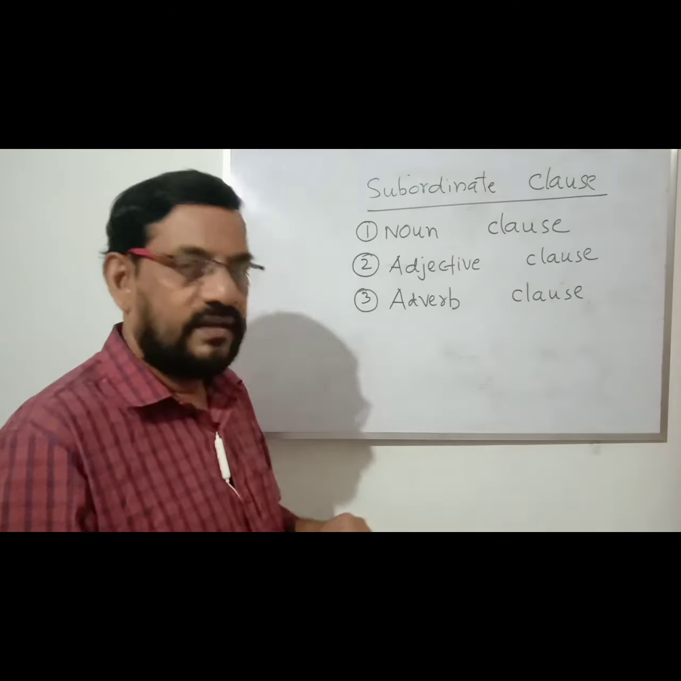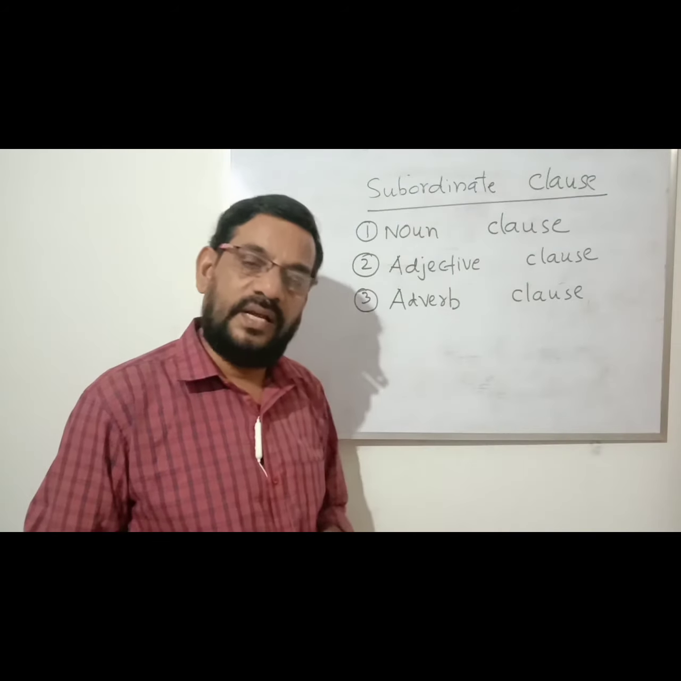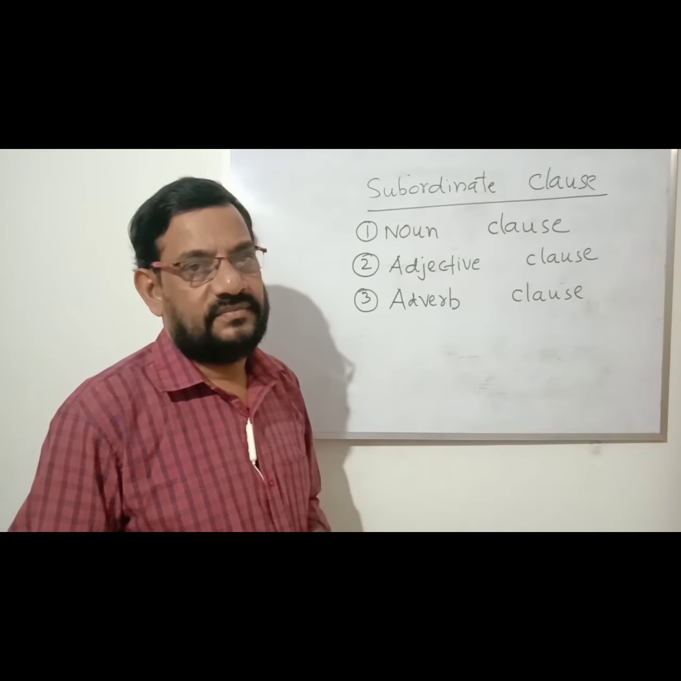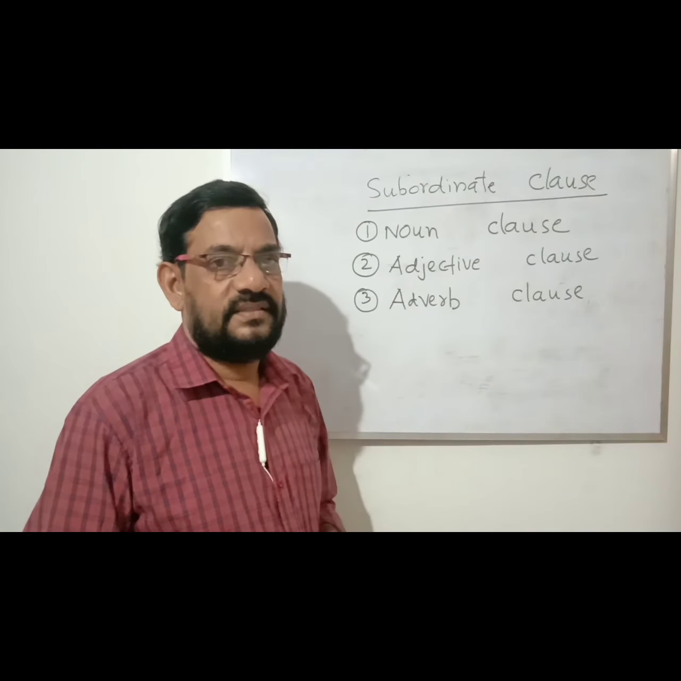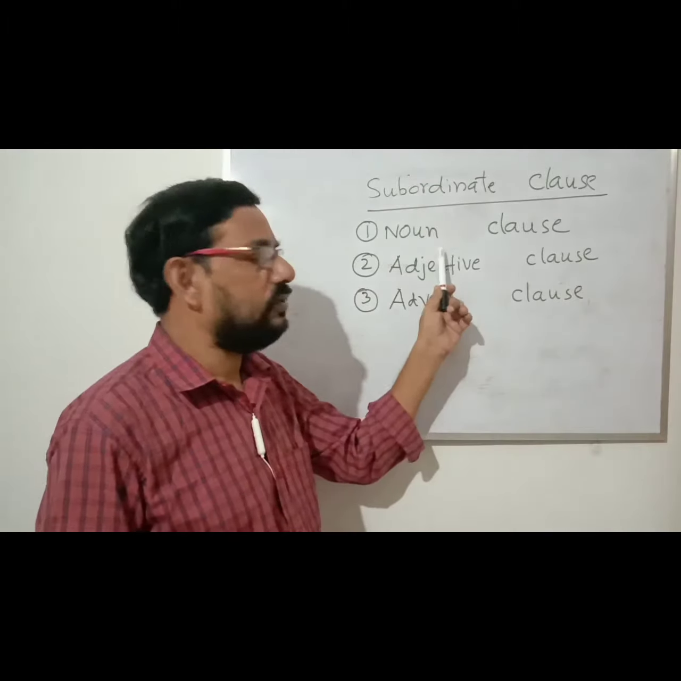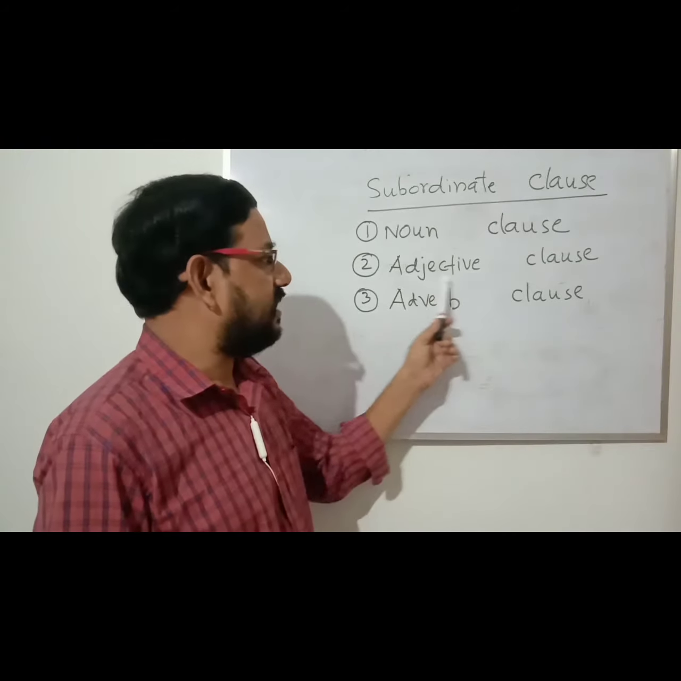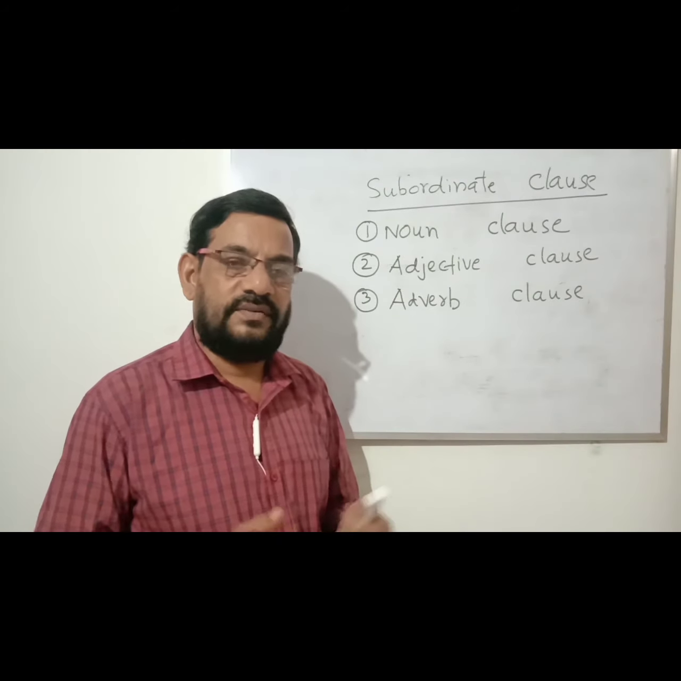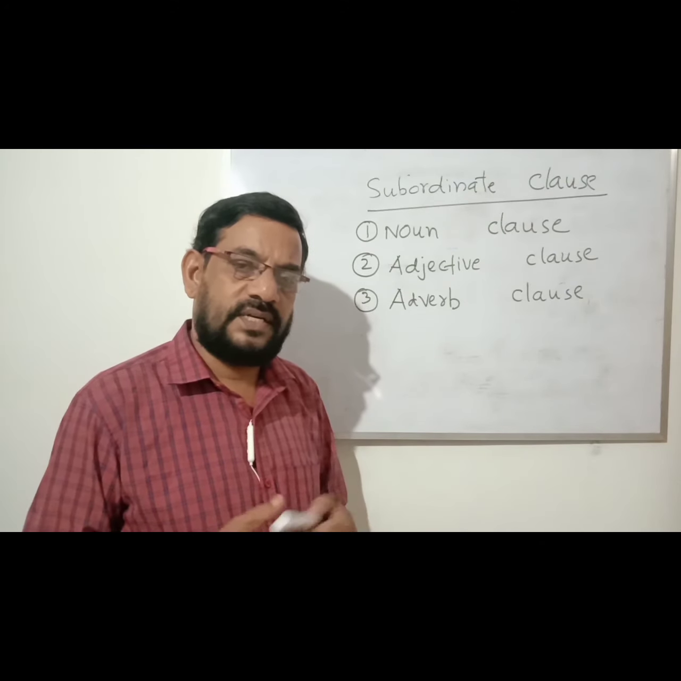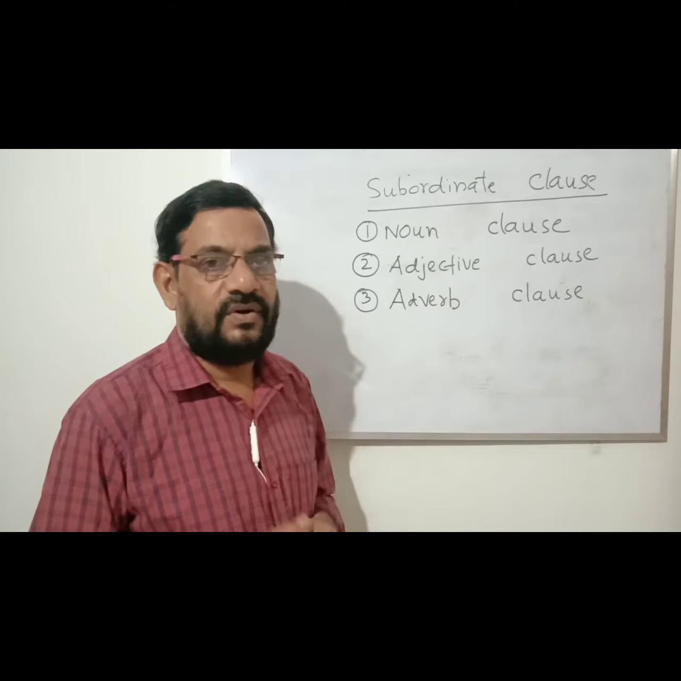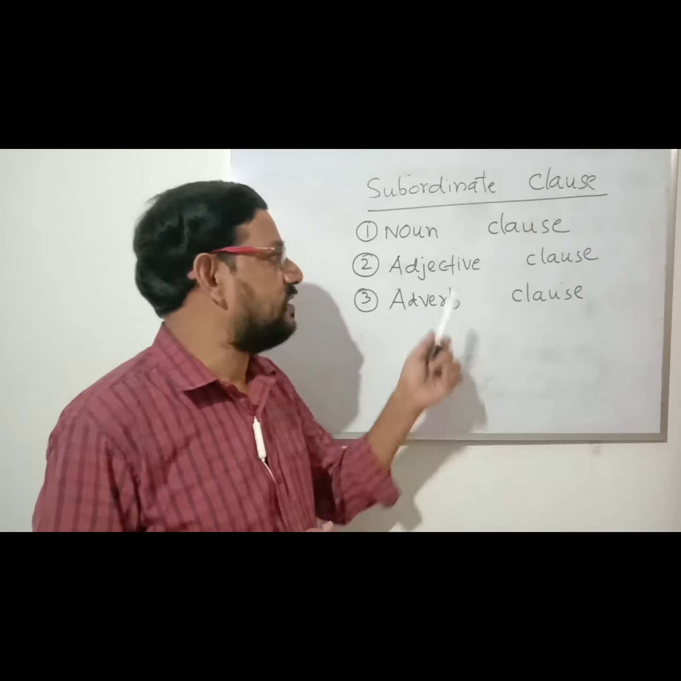Noun clause. What is a noun clause? From the very name, it is clear that it is a noun. A noun clause is a group of words that can stand as a noun. So a noun clause functions as a noun. The second one is adjective clause. So an adjective clause functions as an adjective. What is the function of an adjective? To modify a noun or a pronoun. A noun or a pronoun can be modified using an adjective.